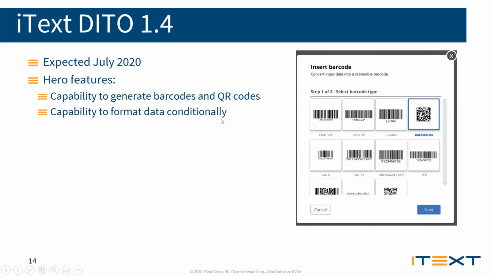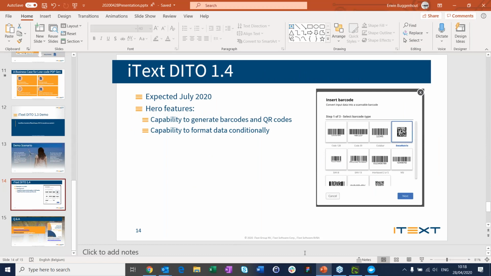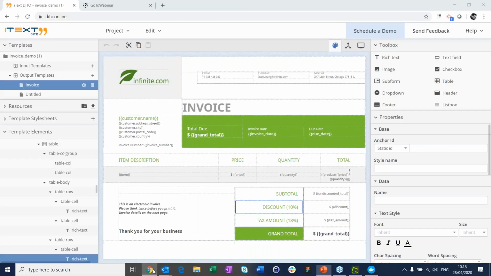So let me just get out of this presentation, hit escape, and let me get into Ditto. So what we are looking at here on the screen right now is a template editor. So you have an overview of available templates, and I have my invoice template right here. So there's input templates, there's output templates. The focus right now is on output templates. So these are templates that will render into PDF documents once we generate files.